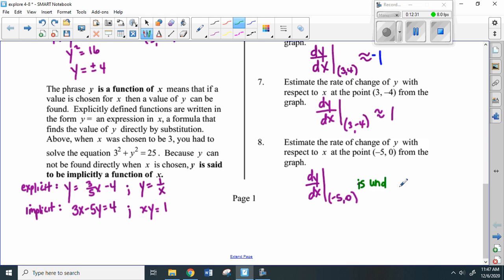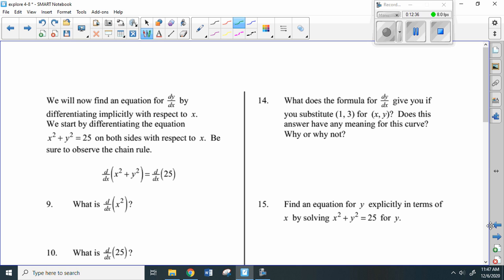All right, so let's just keep progressing through our exploration here and see where it takes us. We will now find an equation for the derivative of y with respect to x by differentiating implicitly with respect to x. Okay, so this is the meat of the lesson. So we start by taking the derivative of this equation on both sides with respect to x. You have to be real careful because we're going to have to observe the chain rule.